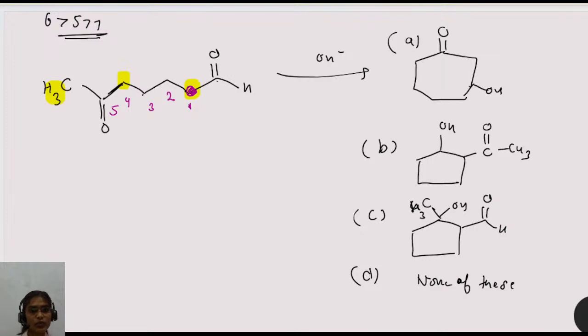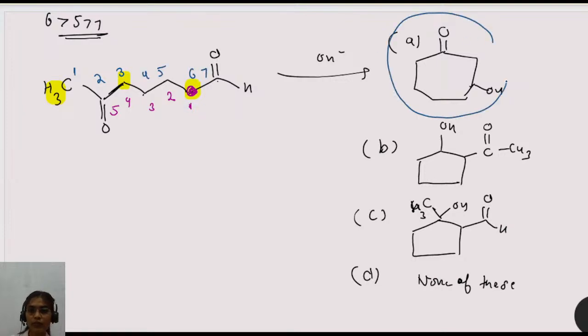Next point, if I'm starting from this one: one carbon, two carbon, three carbon, four carbon, five carbon, six carbon, and seven carbon. You can directly omit option number one. Seven is not a feasible answer here, right? Seven is not the feasible answer here. So let me just erase this. So this is out now. It's wrong.